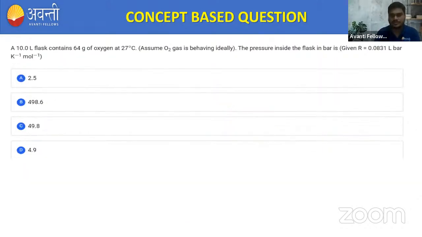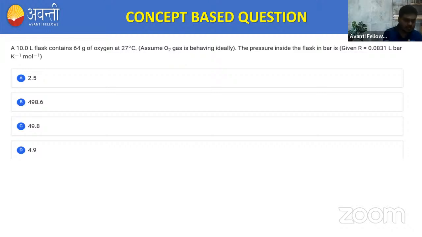Chalo. Now, the next question is: a 10-liter flask contains 64 gram of oxygen at 27 degrees Celsius. Assume O2 gas behaves ideally. So you have to assume that this O2 gas is behaving ideally. You have to identify the pressure inside the flask in bar. And R is given, that is 0.0831 liter bar. Okay? And a 10-liter flask containing.